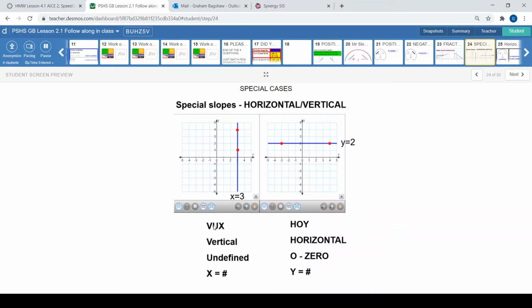For vertical lines, we try and use the word VUX, V for vertical. U is undefined. So that question earlier when we divided by 0, that's going to be an undefined slope. And when we do equations later, we'll call it x equals a specific number. So when we see horizontal and vertical lines, we can think of HOY and VUX, and it will help us to remember, is it 0 or is it undefined?